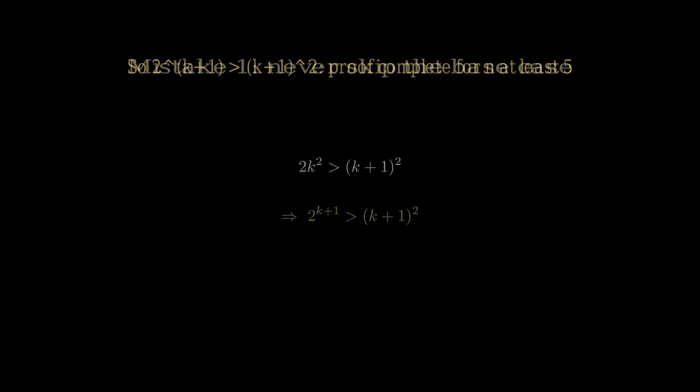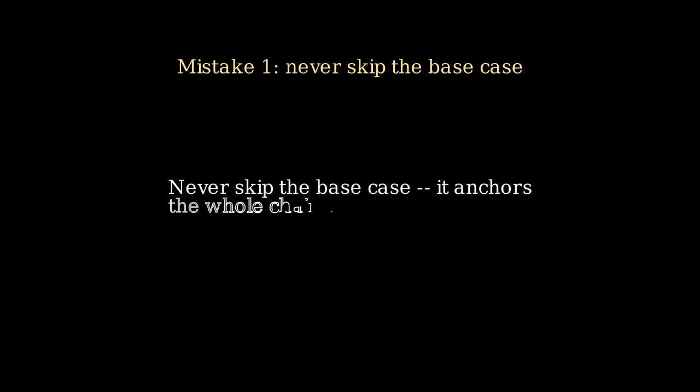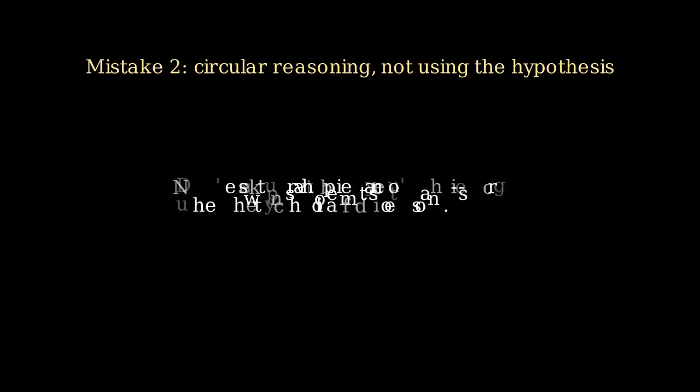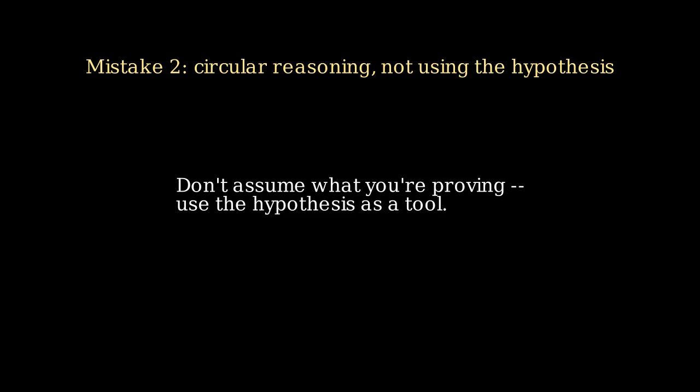Common mistakes to watch for. First, and this is the single most common failure, skipping the base case entirely. The inductive step alone proves nothing without a solid base case to anchor the very first domino. Second, quietly assuming the very thing you're trying to prove, instead of genuinely using the inductive hypothesis as a tool. That's circular reasoning, and it invalidates the entire proof.